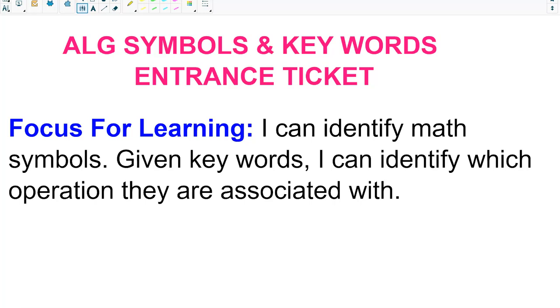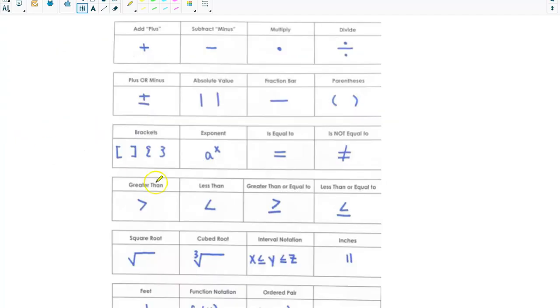All right, today we're going to talk about our symbols and keywords entrance ticket. So the focus for learning for this ticket was I can identify math symbols. Given keywords, I can identify which operation they are associated with. So here we just have the answers of the card sort we did at the beginning of the year that went over key math symbols.